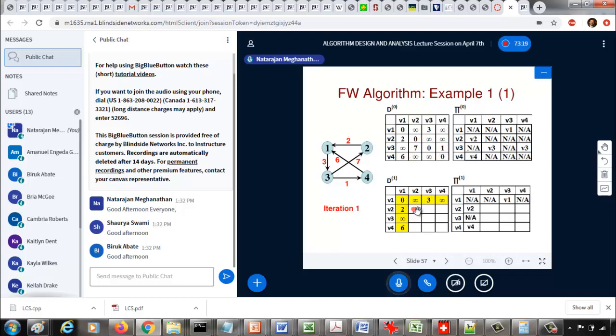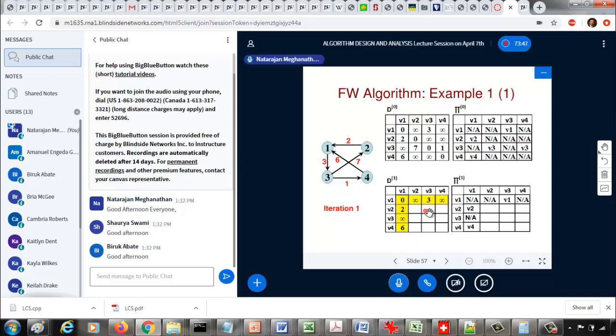So let us do this. If I want to fill up this cell, let us pick something, say V2 to V3. We can fill up the cells in any order. We need not go through row wise, so that's why I'm just picking some general cell, say V2 to V3. Currently, we think the path weight is infinity from V2 to V3. So what we are going to see is, can we reduce it further from infinity by going through V1?